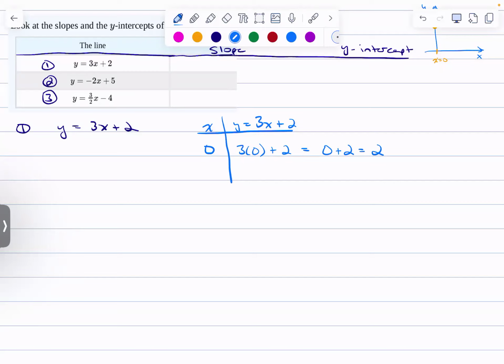Pick a convenient value of x. How about 1? Once we start seeing fractions and things like that, then it'll be more important to pick convenient values of x to substitute in. But for these whole numbers, it doesn't really matter. 3 times 1 is 3 plus 2. I'm going to go with 5, which means that in terms of my xy coordinates, I have 0, 2, and I have 1, 5.